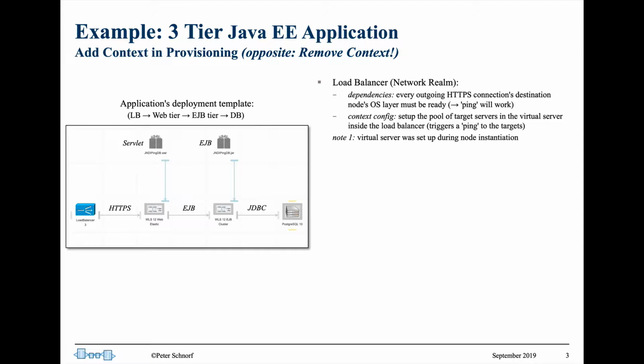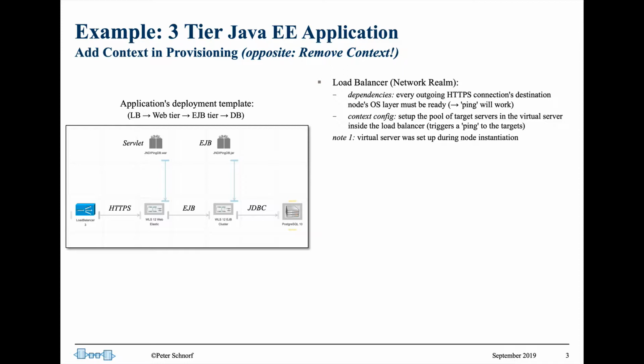So the load balancer from the network realm has a list of dependencies of every outgoing HTTPS connection's destination nodes that the OS layer there must be ready. That's needed because during the context configuration, the pool of target services is set up in a way that the virtual server will actually trigger a ping to the targets to check that things are working. Note, the virtual server was set up during node instantiation. It's a shared node, so the instantiation of the shared node, in this case, actually creates the virtual server within the shared load balancer.